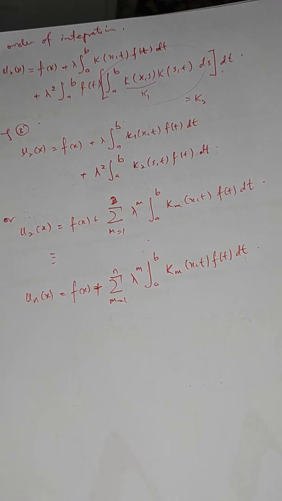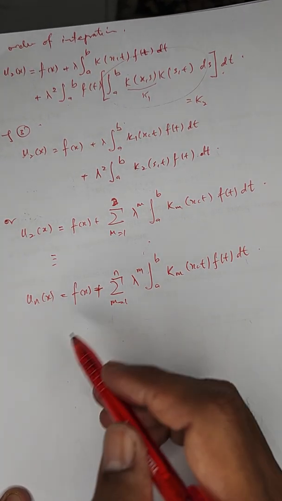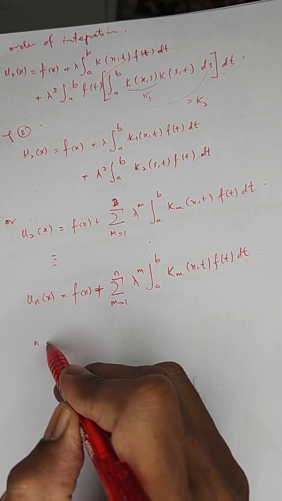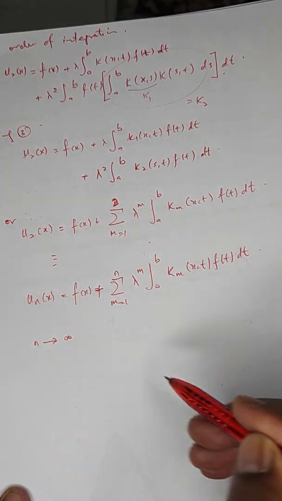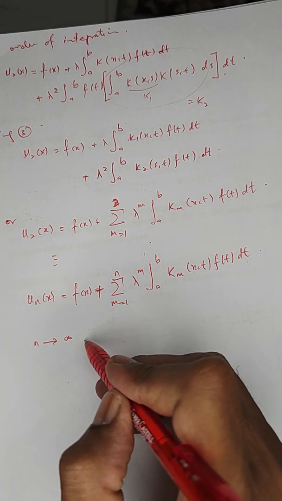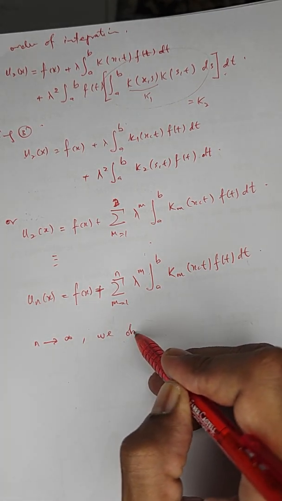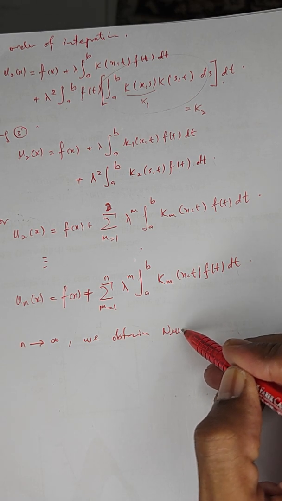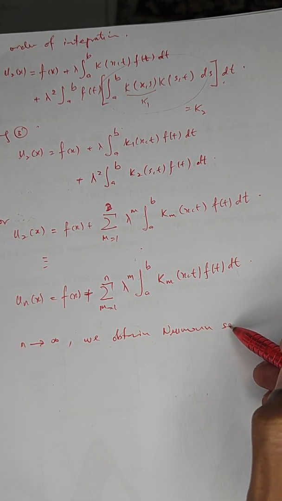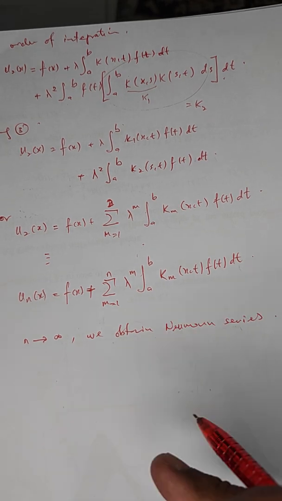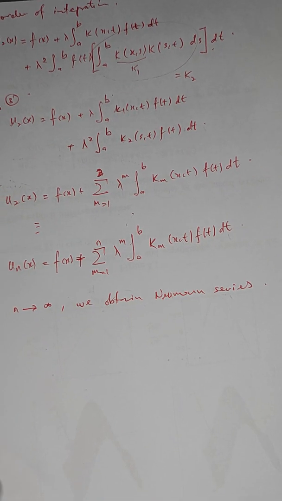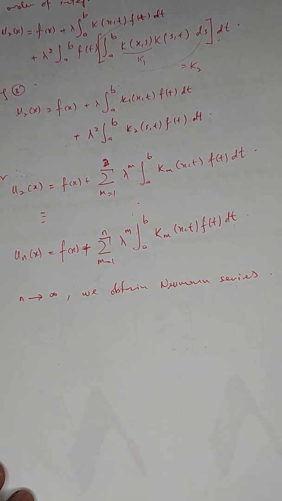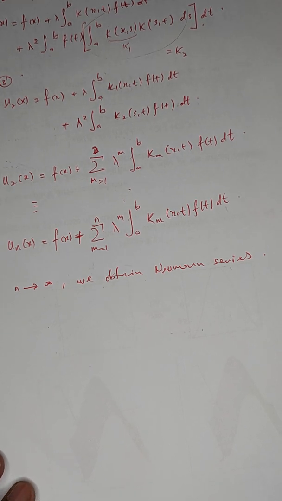Then if you take the limit as n goes to infinity, we obtain what we call a Neumann series. That's why we call it the Neumann series solution to the non-homogeneous Fredholm integral equation.